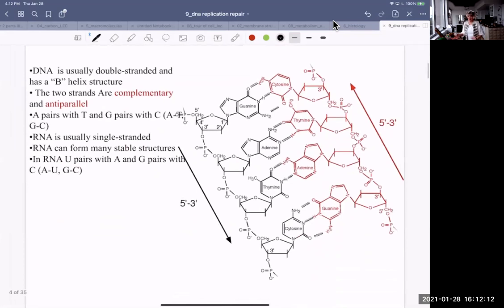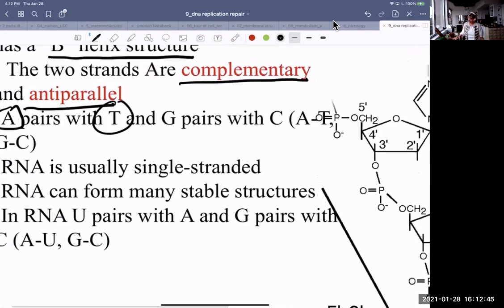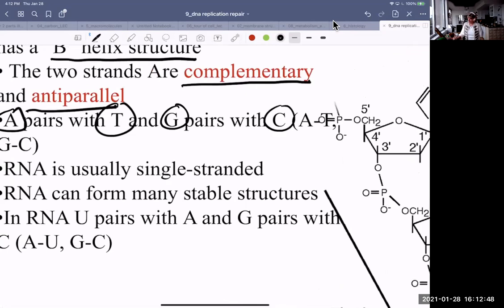There's a lot of writing on these slides, so you won't have to take too many extra notes. DNA is double-stranded. It has a double helix structure. The 2 strands are known as complementary. They're complementary in that one strand is not a parallel, but an anti-parallel replicate of the other strand. Adenine always pairs with thymine. Guanine always pairs with cytosine.